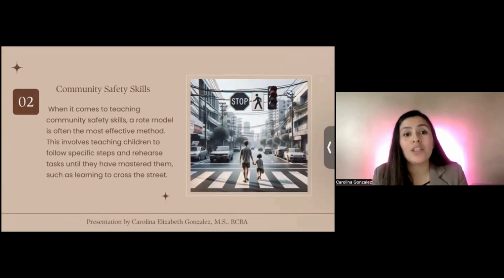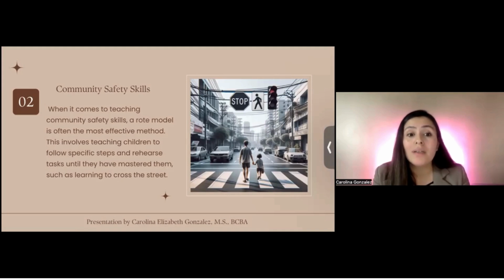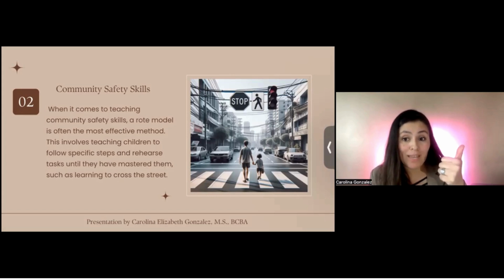Okay, the next one is community safety skills. This is very similar to your daily living skills, right? When it comes to teaching community safety skills, the rote model is often the most effective method, right? This involves teaching children to follow specific steps, rehearse the task until they have mastered them, such as learning to cross the street. This is huge and important. We want to make sure that when we're teaching community safety skills or any safety skills, the child is following the steps or the safety instructions to the T. Okay, so community safety, rote responding, yes, go for it.